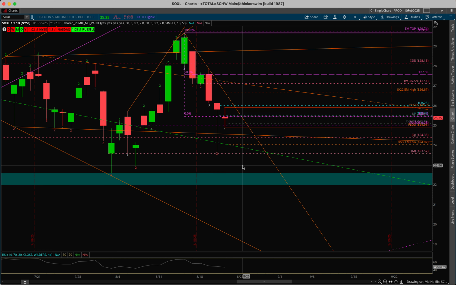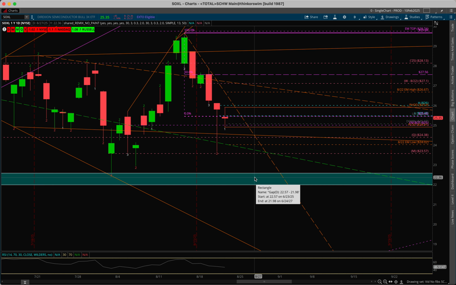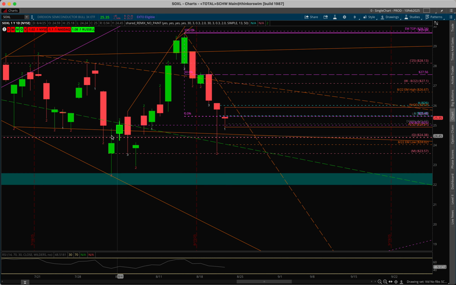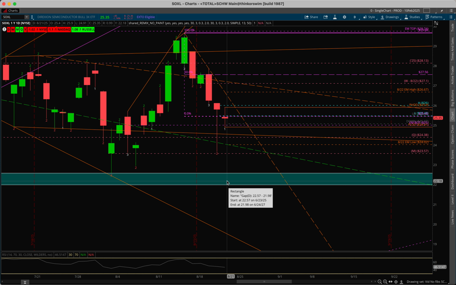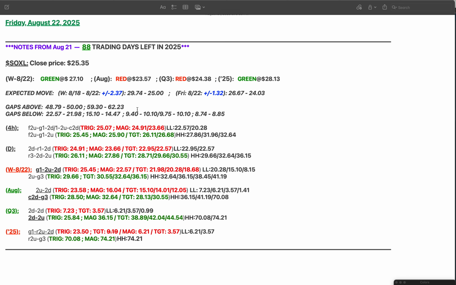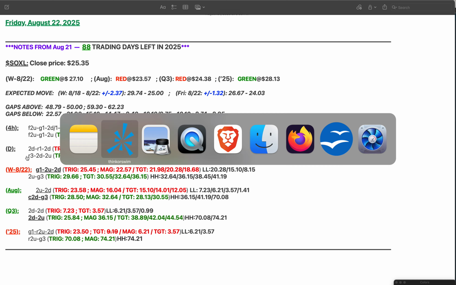And then our next target can be the top of this gap, which is at 22.57, which again is another lower low. So we got 22.57. Now we can put an extended target as well for the gap close at 21.98. All right, so we've got our triggers, our target, and our extended targets to the downside on the day.